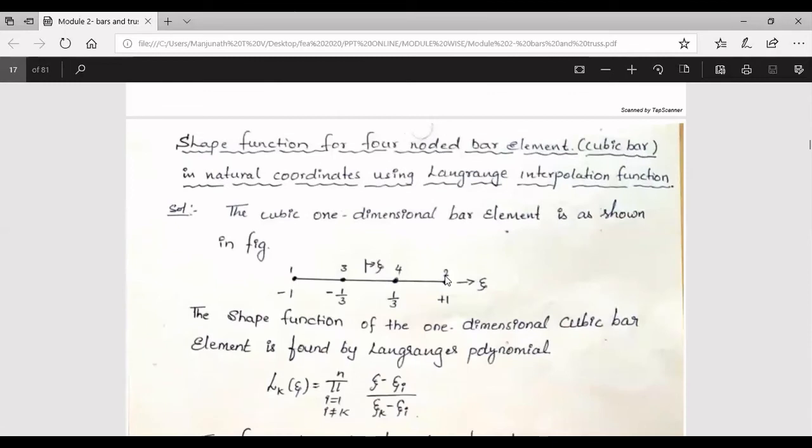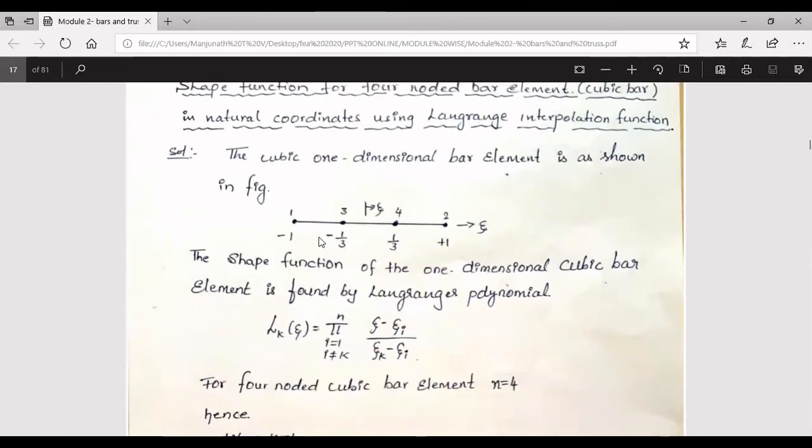Similarly, for the shape function of the 4-noded element, one more internal node is added, so it is also called the 4-noded bar element, and also the cubic bar element. So these shape functions in natural coordinate system using Lagrange's interpolation functions, now we discuss. The cubic one-dimensional bar element is shown. As we know, the node numbering is given first for the corner nodes, then for the internal nodes, so node number 1, node number 2, node number 3, node number 4.